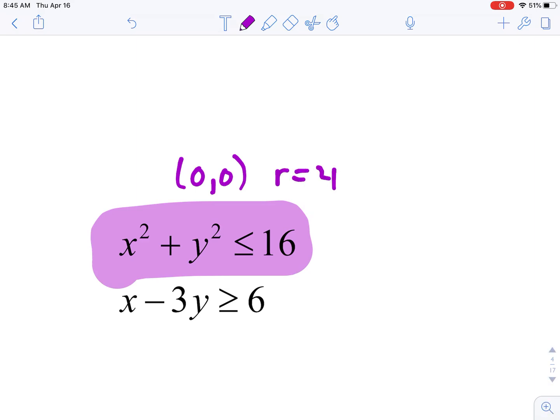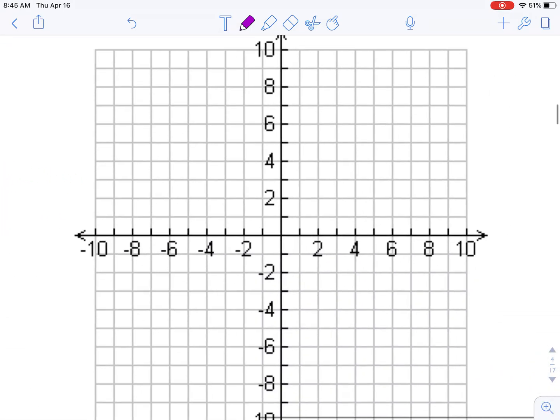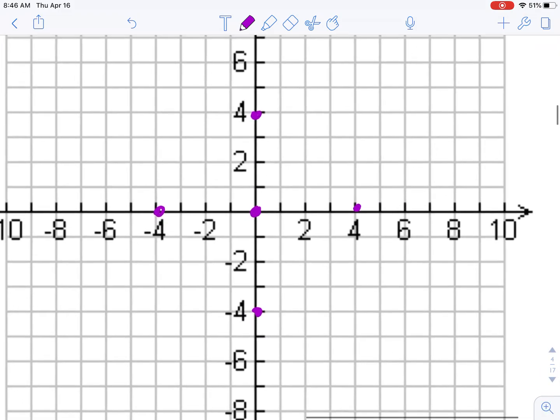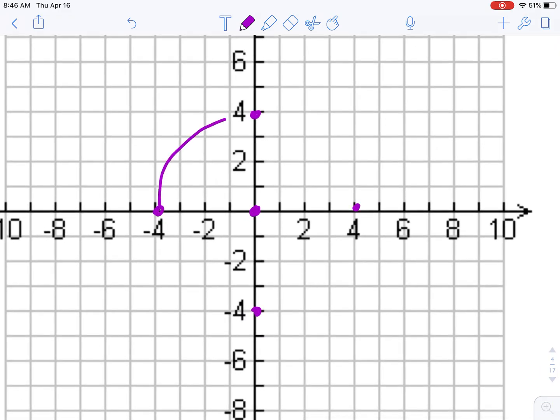The radius is 4. So if we have our circle starting at 0, and then we have a radius of 4, you can do your north, south, east, west lines. And we're going to connect the dots. It said it's less than or equal to. So with less than or equal to, we're going to do our solid line.